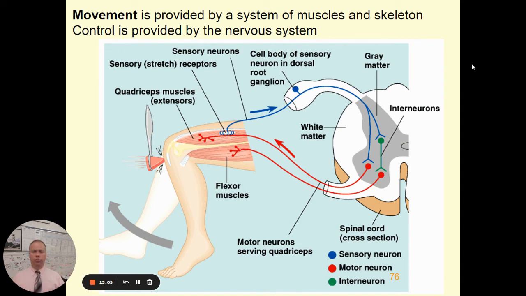Our system of movement works using muscles in our skeleton. Our muscles can contract when they receive a message from the nervous system, and they pull on bones, which allows us to move. And the muscular system is connected through these nerves to the nervous system.